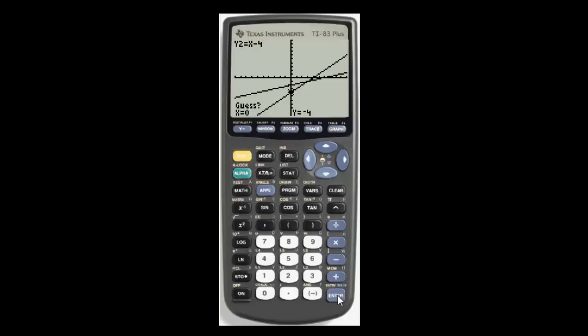Now to the calculator, guess means use the left or right arrow. Here I'm going to use the right arrow key to move the cursor, the little blinky guy, over to as close as I can get to the intersection of the two lines. Doesn't have to be exactly on there. And then I'm going to hit enter. And now here is the answer to my question. These two lines intersect at the point 3, -1. We have solved the system using graphing.